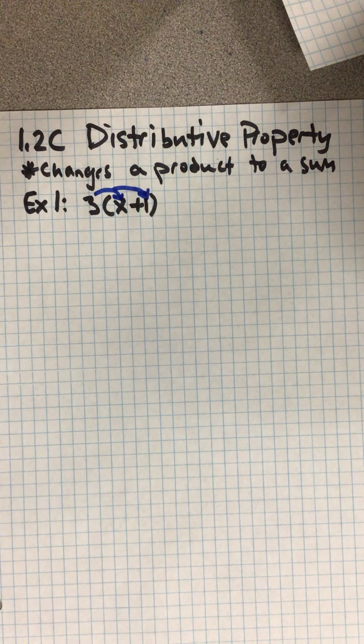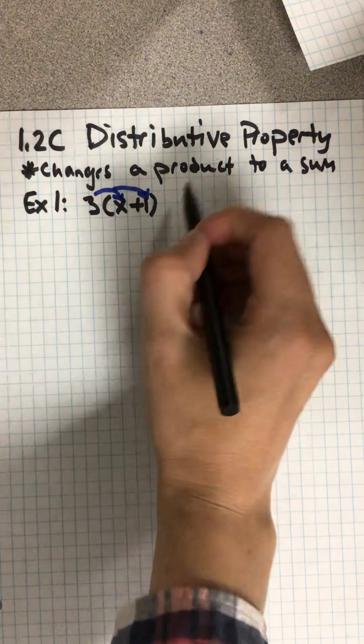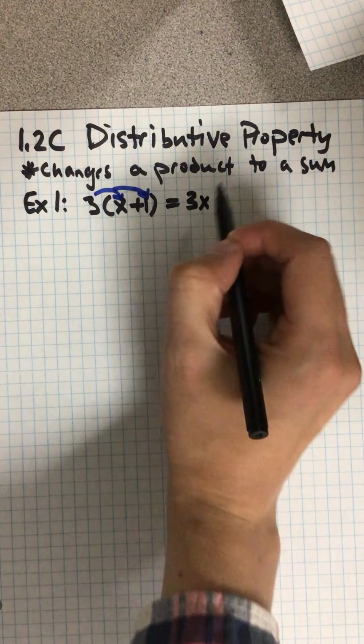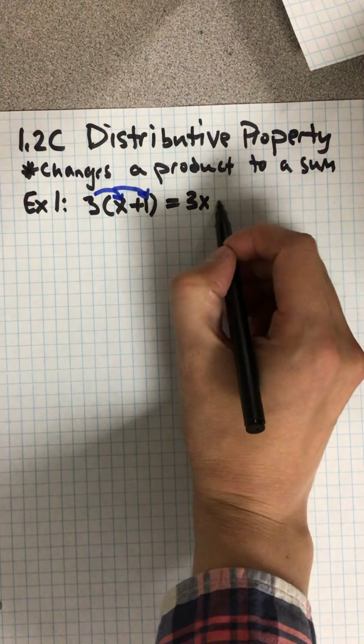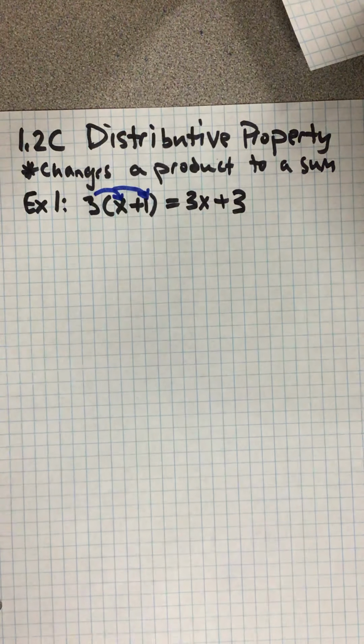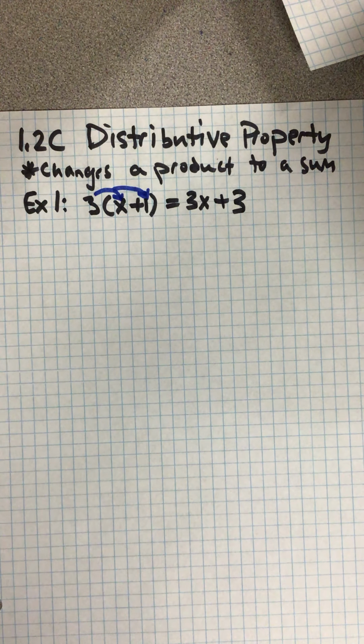3 times x is just 3x, and 3 times 1 is 3. So this becomes 3x plus 3. Everything that's inside of parentheses gets multiplied together. Notice that we are not combining the 3x or the 3 at the end because they are not like terms, which is what we learned about in our last lesson.